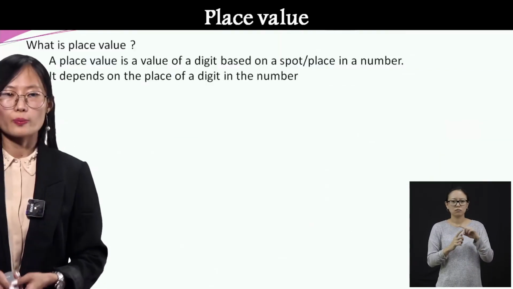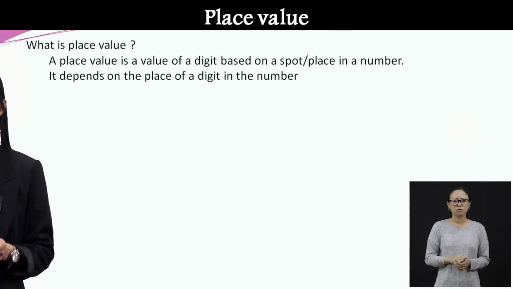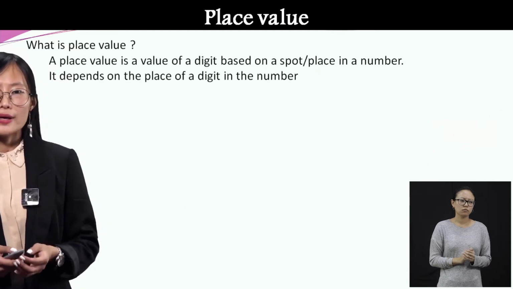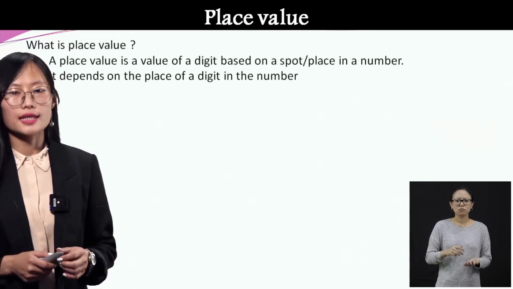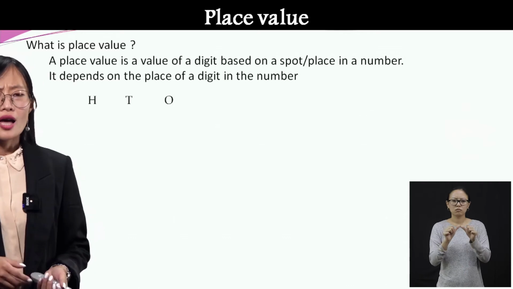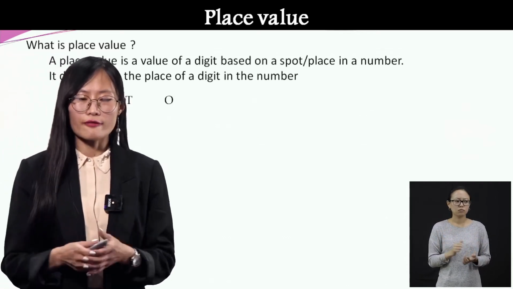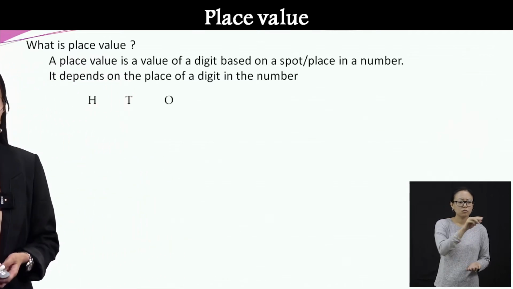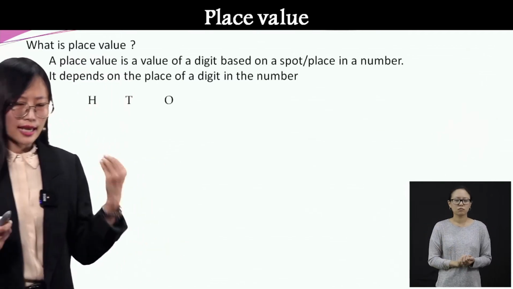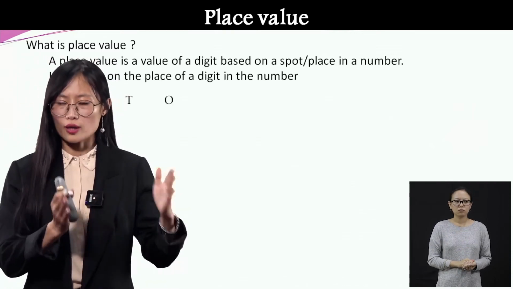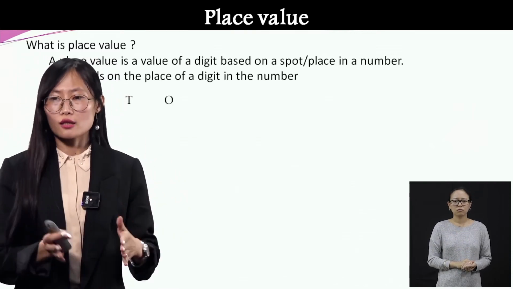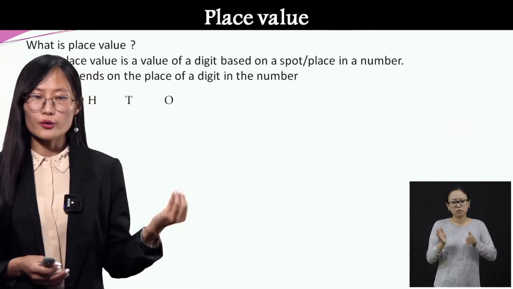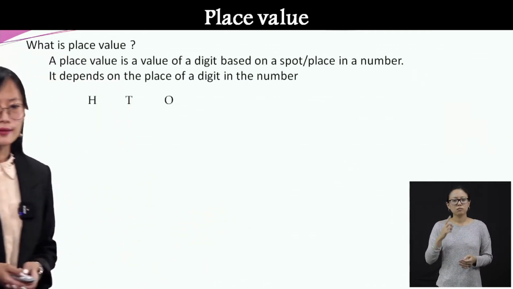Now let's go to place value. What is a place value? A place value is the value of a digit based on its spot or place in a number. It depends on the place of a digit in a number. This place value defines how much the digit is worth based on its place. As the number increases, it goes towards the left, and as it goes towards the left, the value increases.